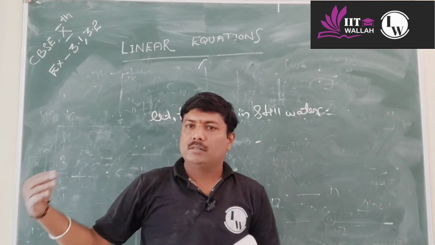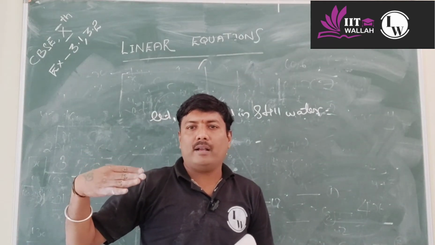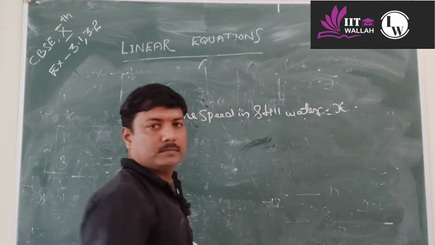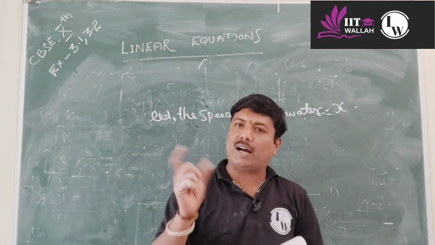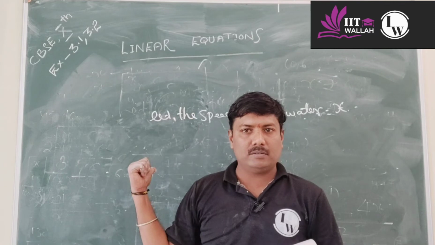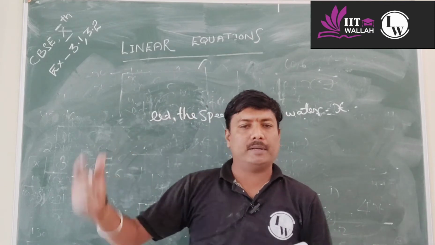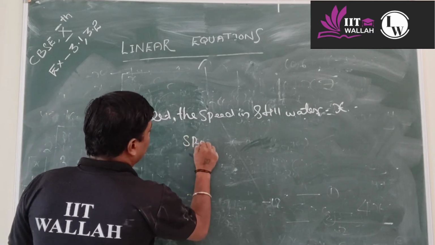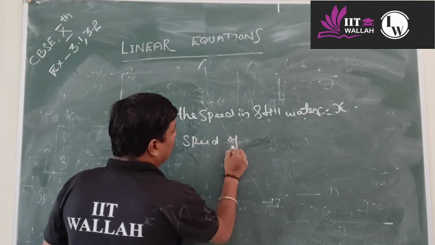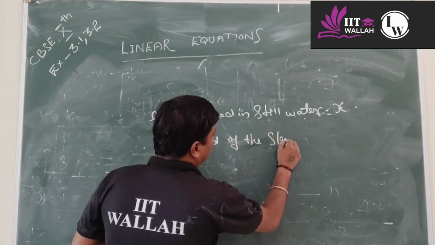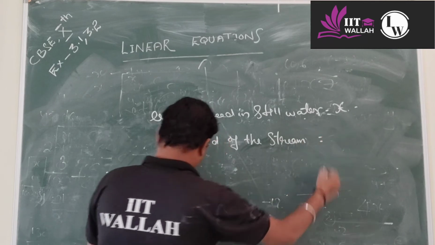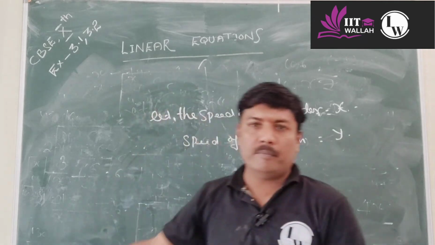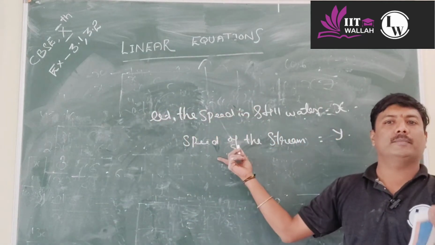Okay. First, suppose her rowing speed in still water is x. Whatever we are asked to find, we will put as x and y. This is how you can deal with this chapter. And let the speed of the stream be equal to y. So these two things were asked, so we put these two as x and y.